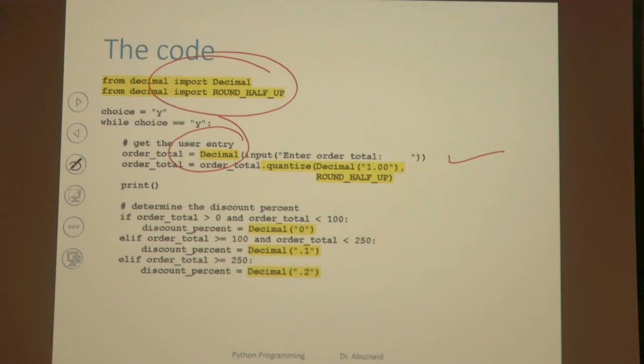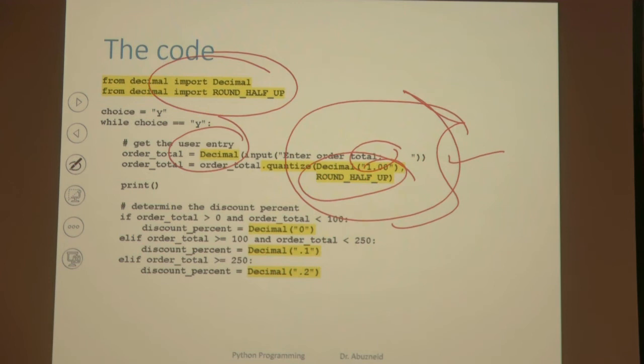Order total, quantize it, decimal, whatever the value, and round half up. And this is very important when you do statistics and when you deal with the banks, because in the banks, when you do rounding, you're dealing with millions and billions of dollars. Even a fraction of a number could accumulate to millions of dollars.